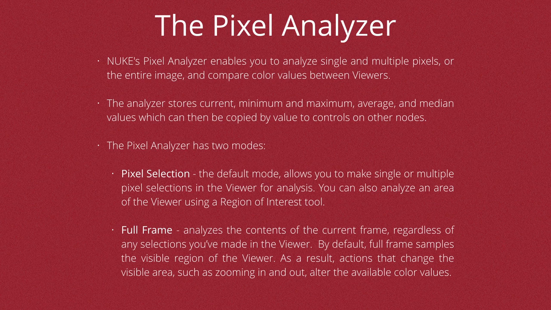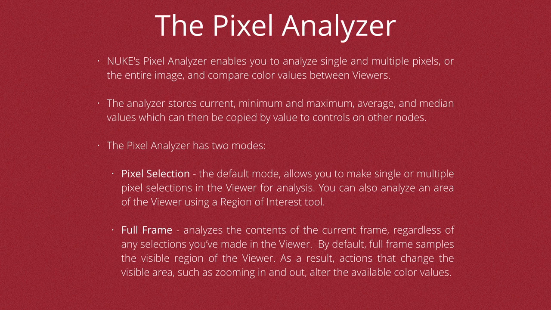And the Pixel Analyzer basically has two main modes: pixel selection and full frame selection. Pixel selection, which is the default mode, allows you to make a single or multiple pixel selection in the viewer for analysis. You can also analyze an area of the viewer using the region of interest. In the full frame mode, you can analyze the content of the current frame regardless of any selection that you might have made in the viewer.